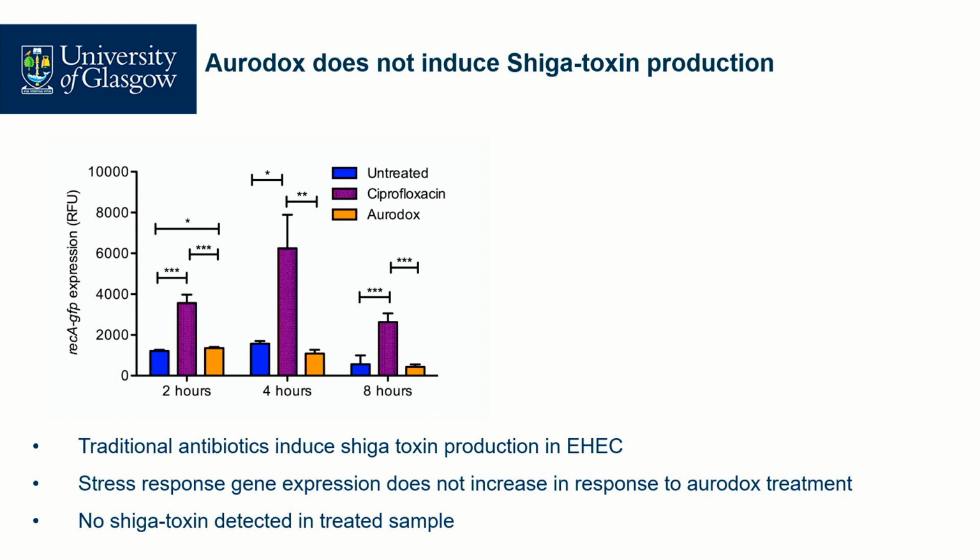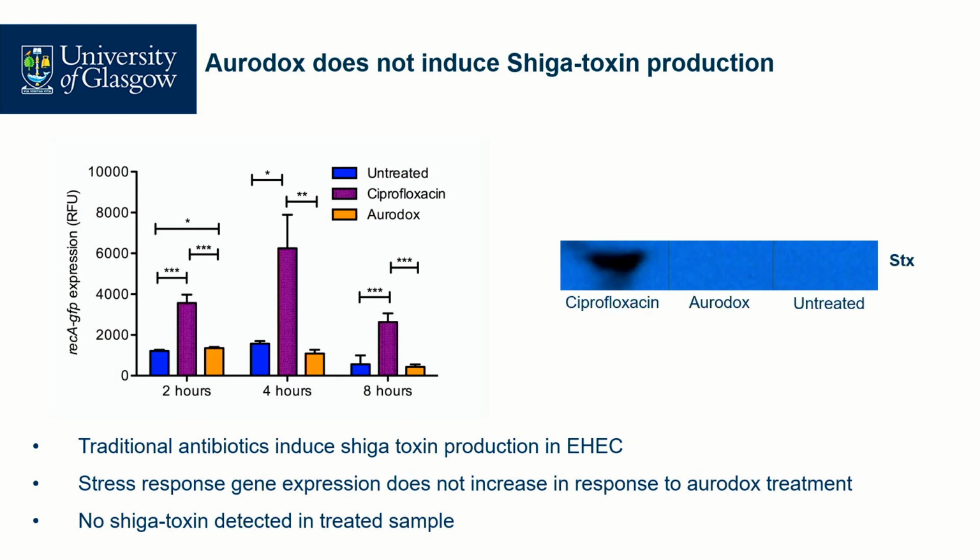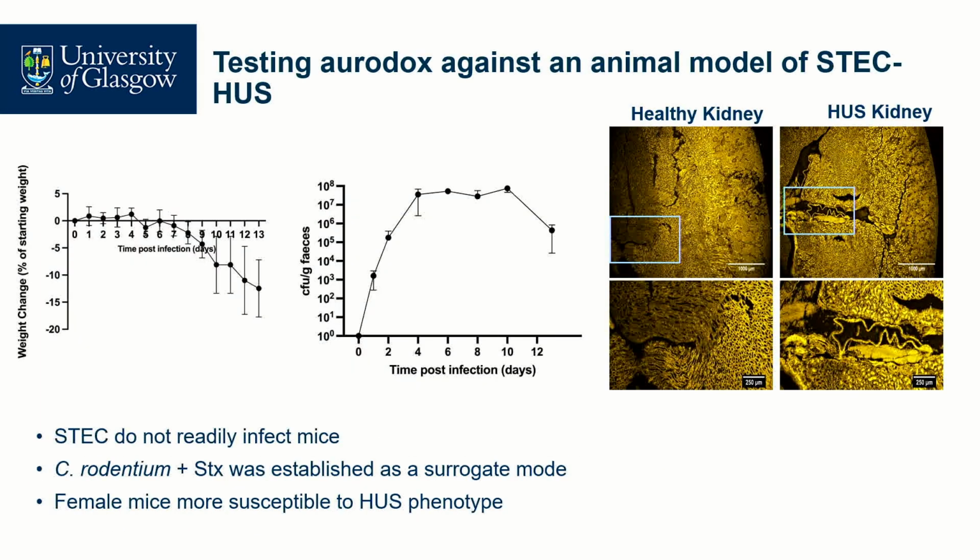So if you look at ciprofloxacin, for example, this is a gene reporter assay where we're looking at the expression of certain genes. And you can see recA, which is a stress response gene, and this activates Shiga toxin eventually. Ciprofloxacin drives the expression of this gene through the roof, whereas we don't see activation with Orodox. And when we Western blot for this, we see the presence of Shiga toxin in our ciprofloxacin treated sample, but not in Orodox or untreated. So we're very hopeful that this could be taken further down this drug discovery pipeline.